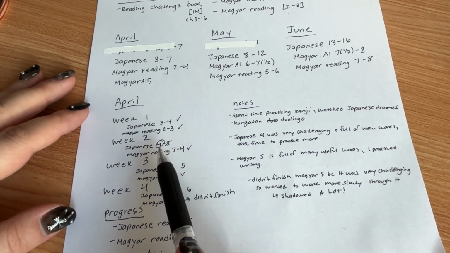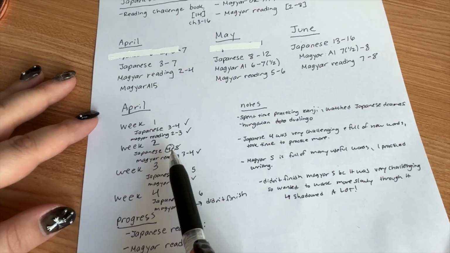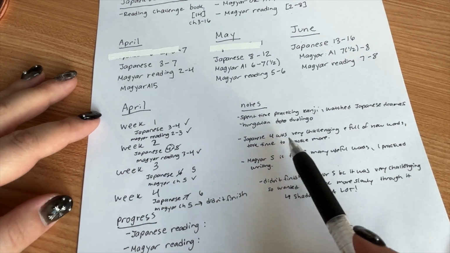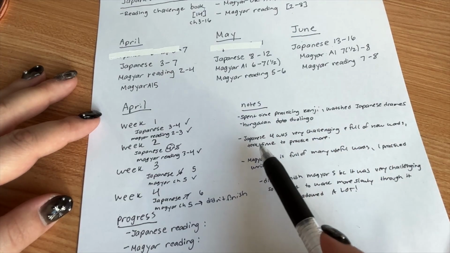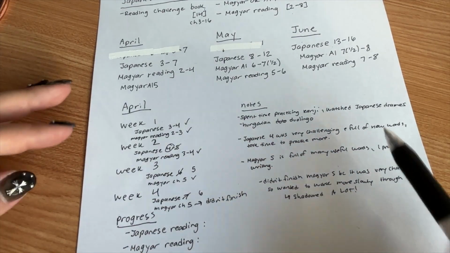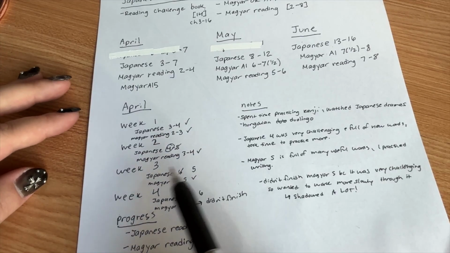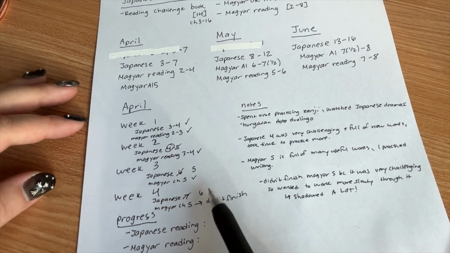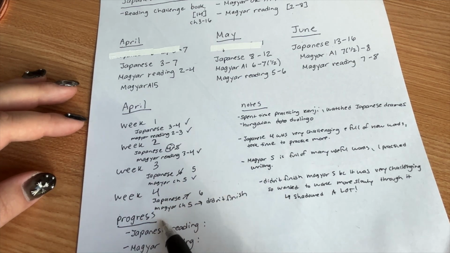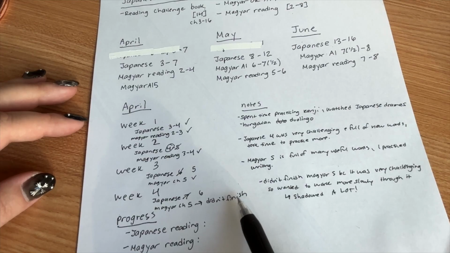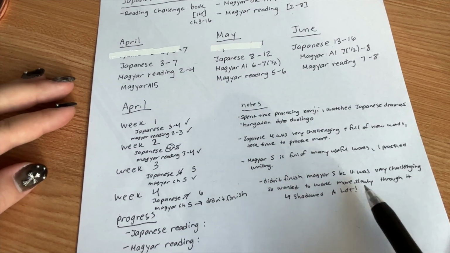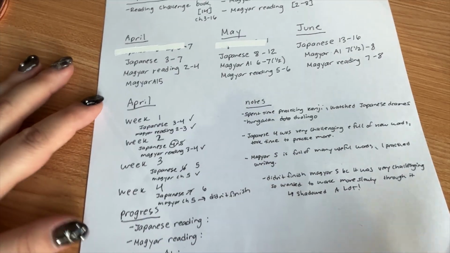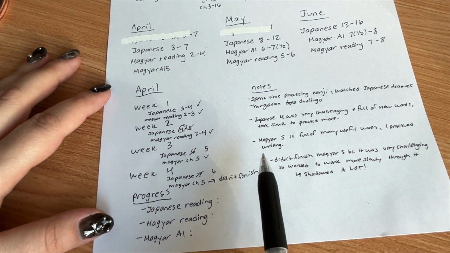Week 2, okay, this was not done. I just did 4 here, so I crossed it off. Did the Hungarian. Oh, Japanese 4, it was very challenging and full of new words. Took some time to practice more. Okay, cool. And then because I got behind in Japanese, I just had to change the next week. That's what I did. I'm 1 behind, but I'm on track. And so just update it. And then chapter 5, oh, I didn't finish. Okay, I didn't finish Madara 5 because it was very challenging. So I wanted to work more slowly through it, and I shadowed a lot. And so basically, I have all these notes to track what I did.